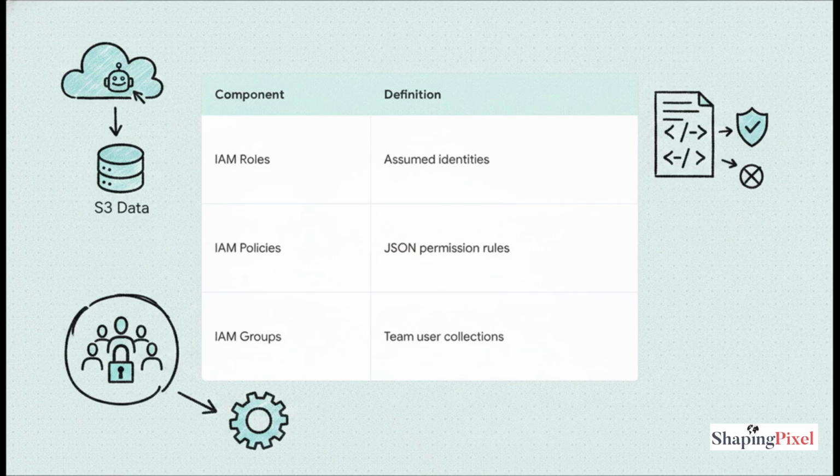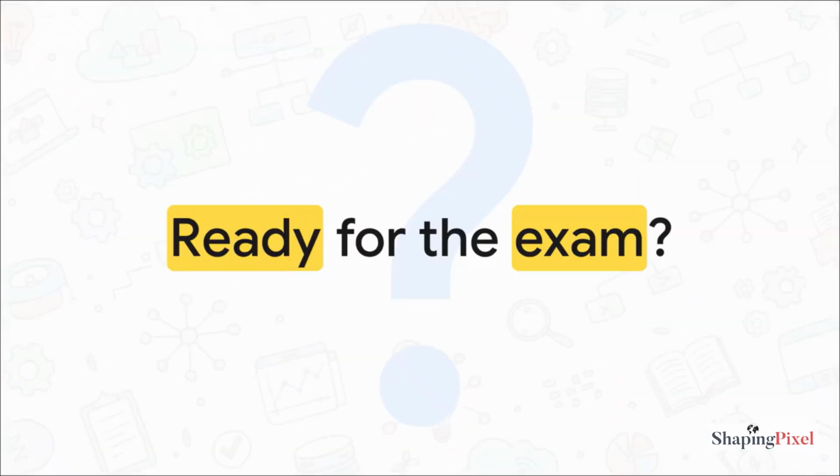Policies, well, those are the actual JSON documents attached to the roles that dictate the exact rules. What's allowed, what's blocked. And finally, groups are simply collections of users. They streamline access so you can apply one set of permissions to, say, your entire data science team all at once. So, with this clear roadmap of AI boundaries, structured life cycles, and critical guardrails locked in your playbook, you are well equipped to crush the AWS Certified AI Practitioner exam.